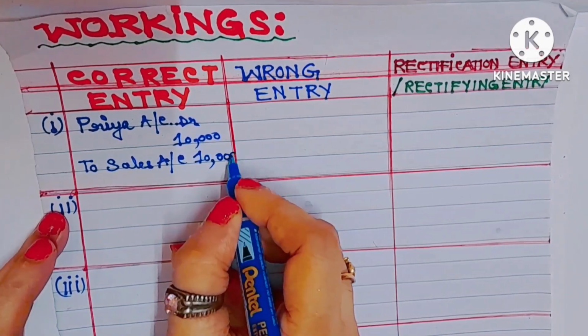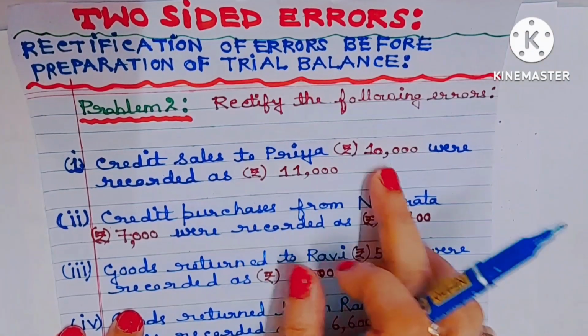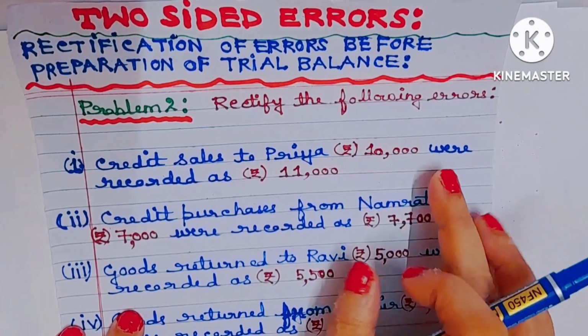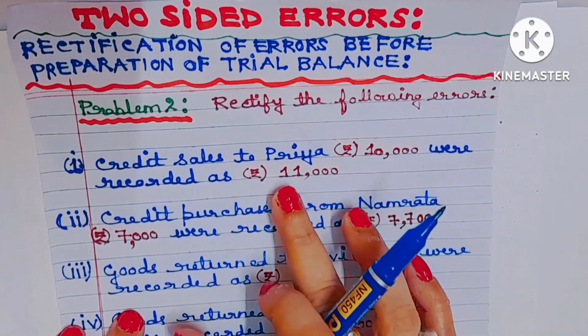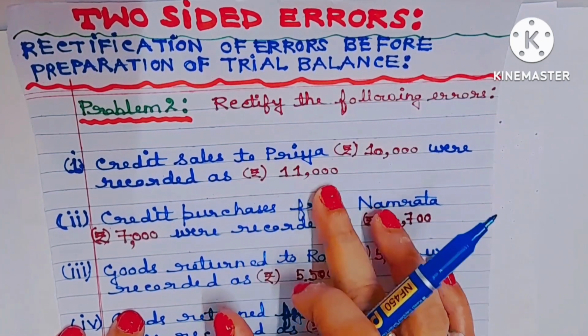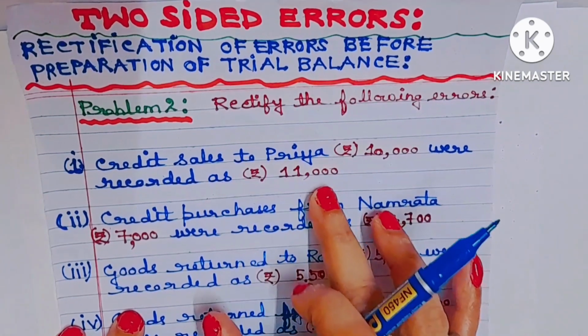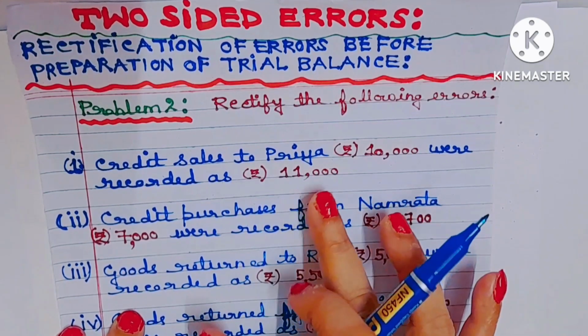Now what is the wrong entry? Let me see the problem again. Credit sales to Priya account rupees 10,000. This is the correct part. So what is the wrong part? Wrongly recorded as rupees 11,000. So this is the wrong part. 1,000 more has been recorded. Instead of 10,000, they have recorded rupees 11,000. That is 1,000 more. So this is the wrong part.